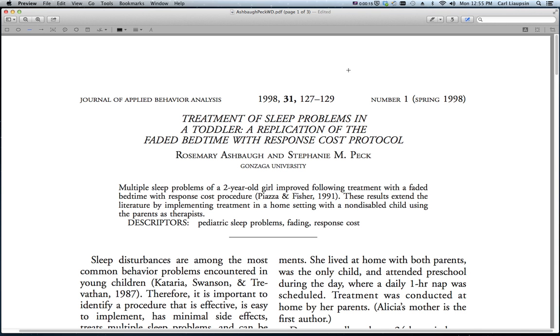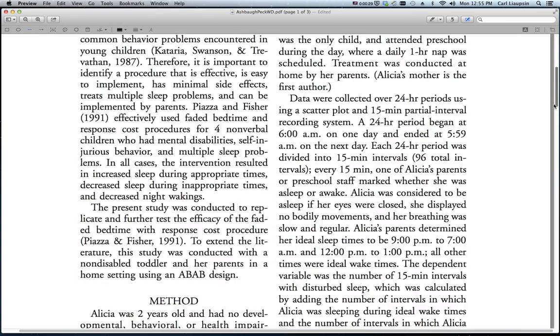We're going to use an article from the Journal of Applied Behavior Analysis, 1998, Treatment of Sleep Problems in a Toddler, a replication of the Faded Bedtime with Response Cost Protocol by Rosemary Ashley and Stephanie Peck. Let's roll on down to the graph.